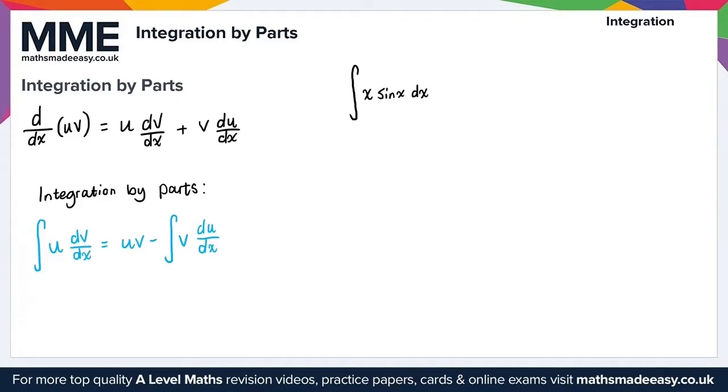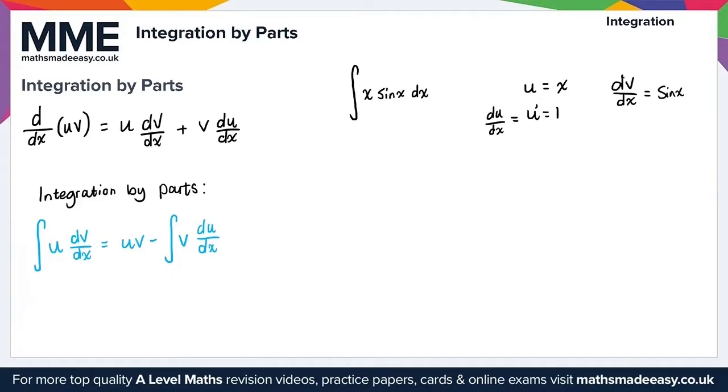Well, first what we need to do is choose u. So in this case, if we take a look at this integral, I'm going to choose u to be x, because if we differentiate that, we get a nice straightforward result of 1. So if u is x, if we differentiate that, u prime, we simply get 1. And in that case, my dv by dx is going to be sine x. So dv by dx, or v prime, is going to be sine x. Okay, so this is du by dx. Write that in full as well.